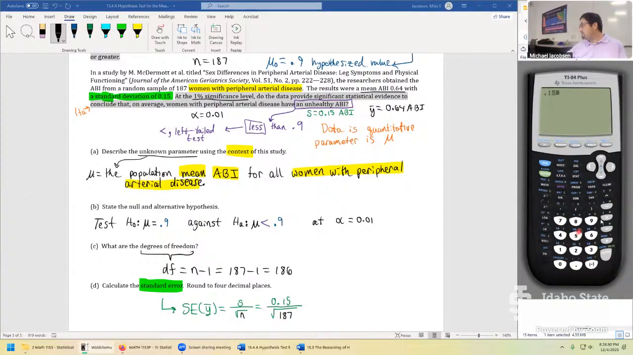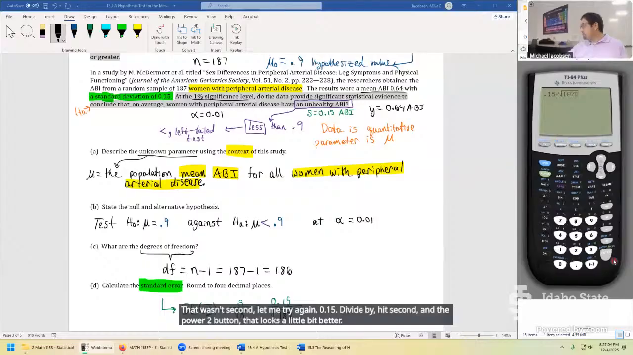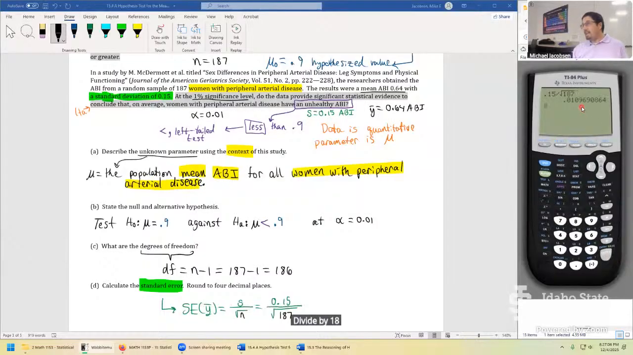0.15. Divide by, hit second. That wasn't second. Let me try again. 0.15. Divide by, hit second and the power 2 button. That looks a little bit better. Divide by 187. And this is the standard deviation.